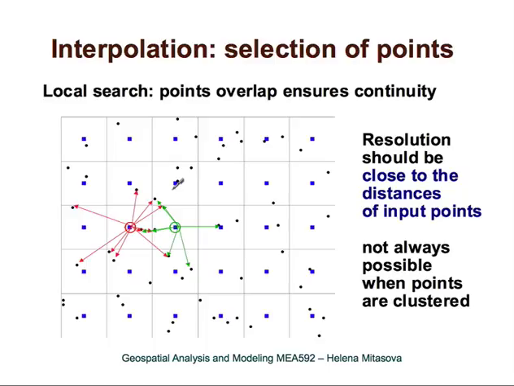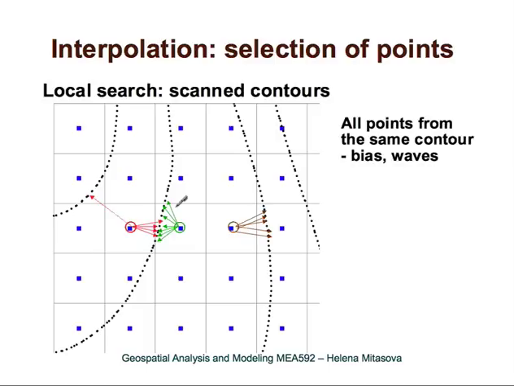And this can be difficult when your points are clustered in different ways. So here is the condition when you are looking at finding n points within certain distance, and we can find them, and we again have some overlap. So this should work fine. But then we can have, for example, points distributed along profiles or distributed along contours.